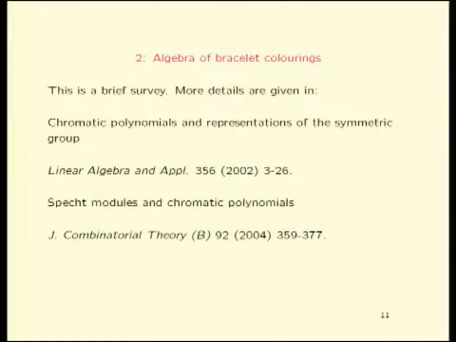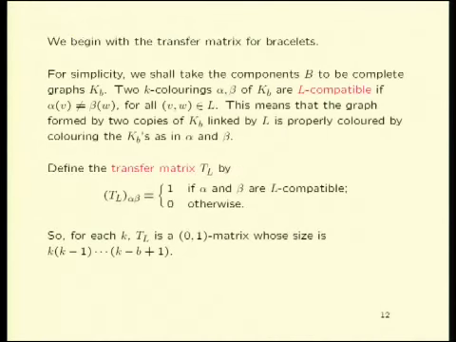Right, so the algebra of the bracelet colorings. Couple of papers there. As I say, it's all on the web, so you needn't scribble them down now, but what's on the web is just the outlines. What's actually in the papers, of course, is proofs. At least I hope they're proofs. Okay.